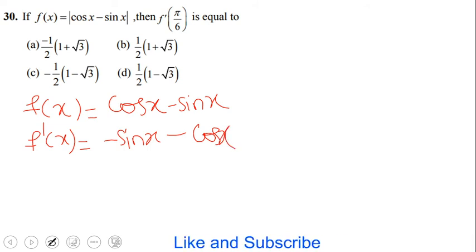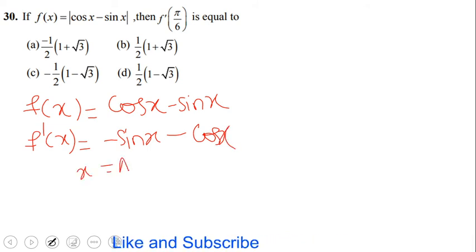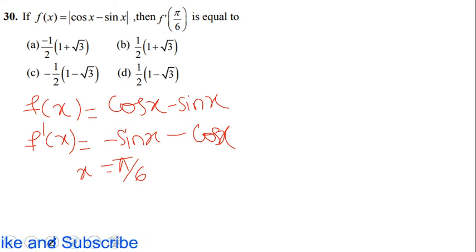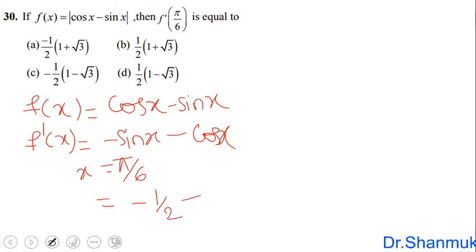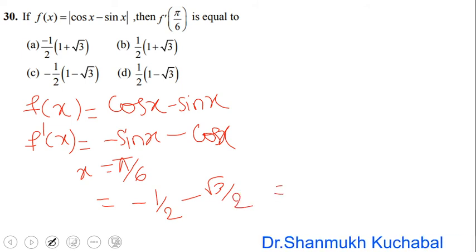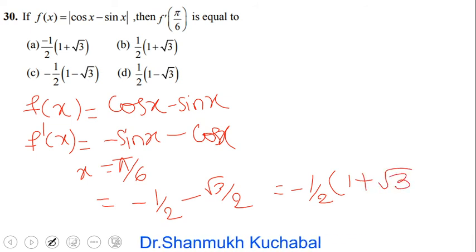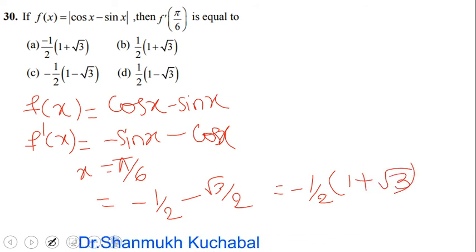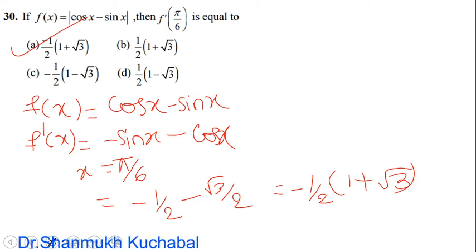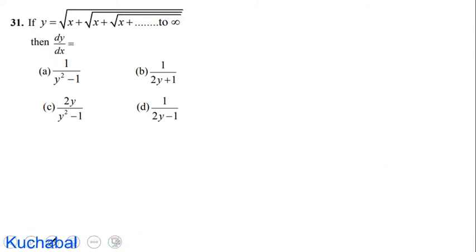Now we have to take x equal to pi by 6, that is 30 degrees. So sin 30 degrees is 1 by 2, minus as it is, now cos 30 is root 3 by 2. So simplifying this one, minus 1 by 2 will be common, and we are going to get 1 plus root 3. So option A is the right answer over here. So like this we have to simplify. Okay, so we'll move to our next example.